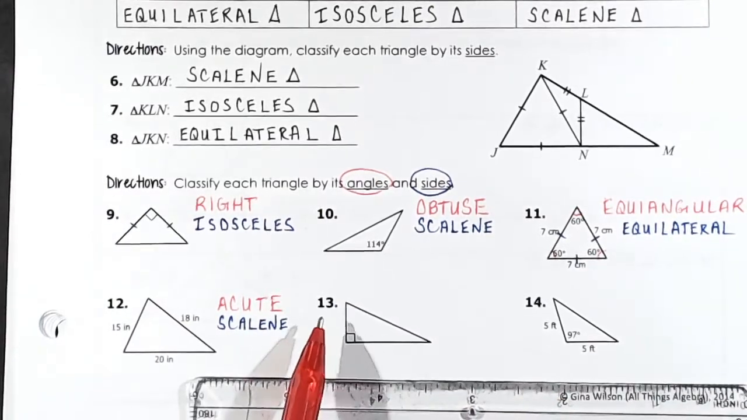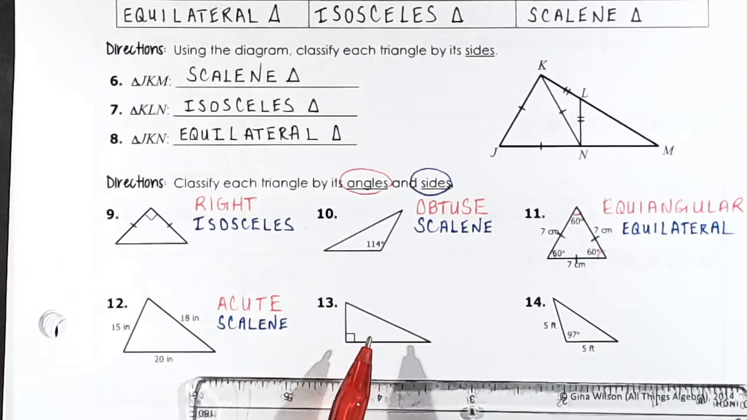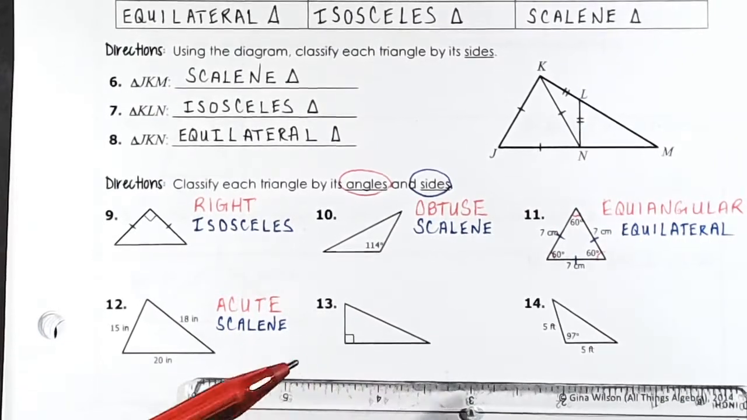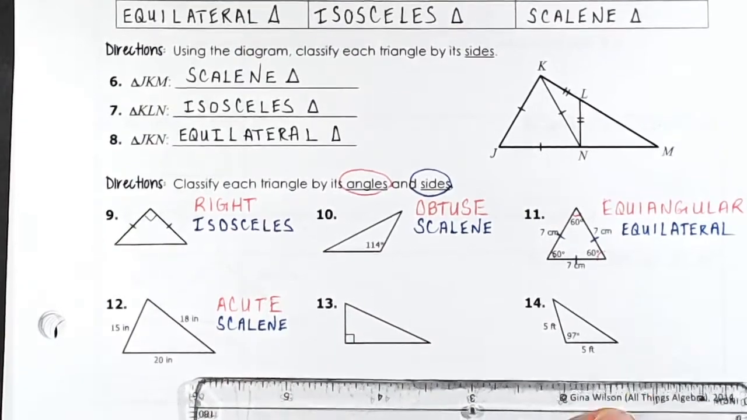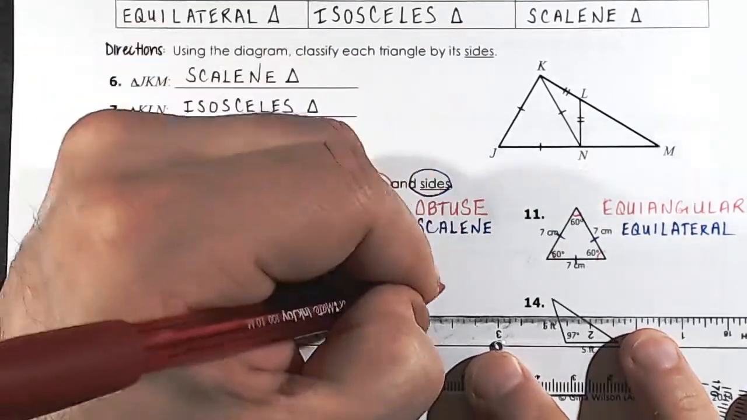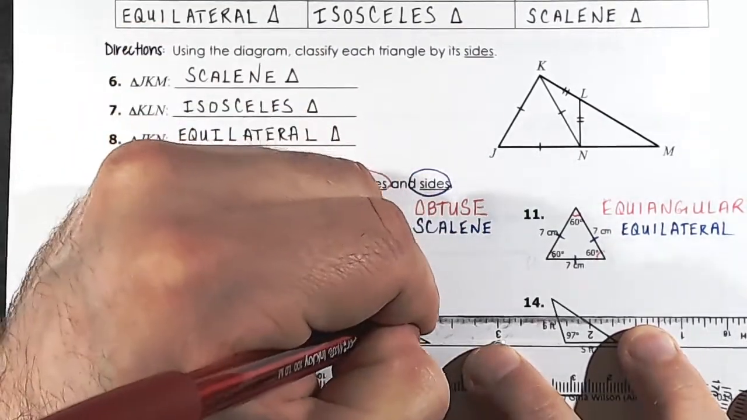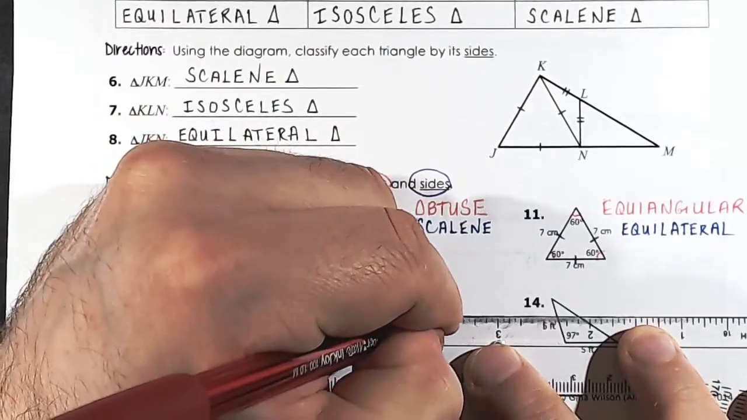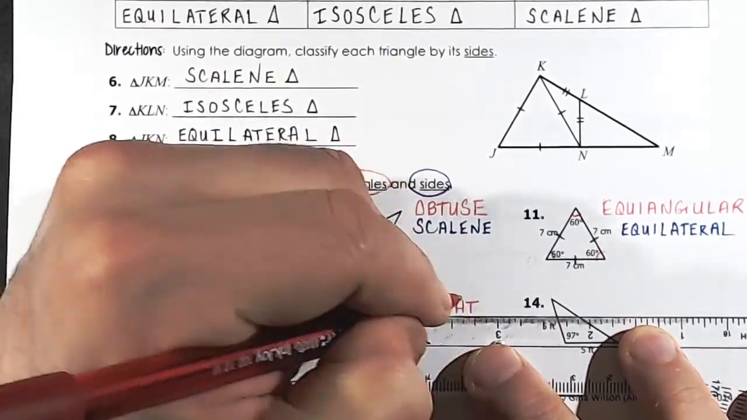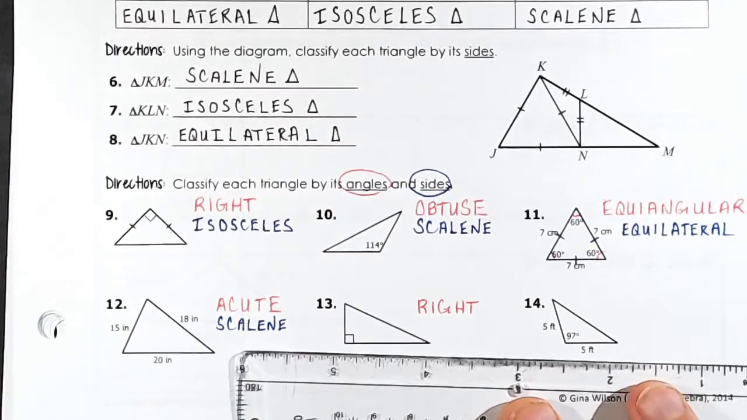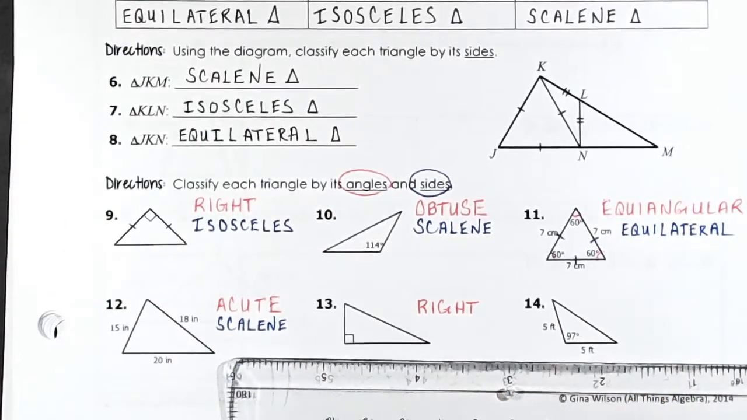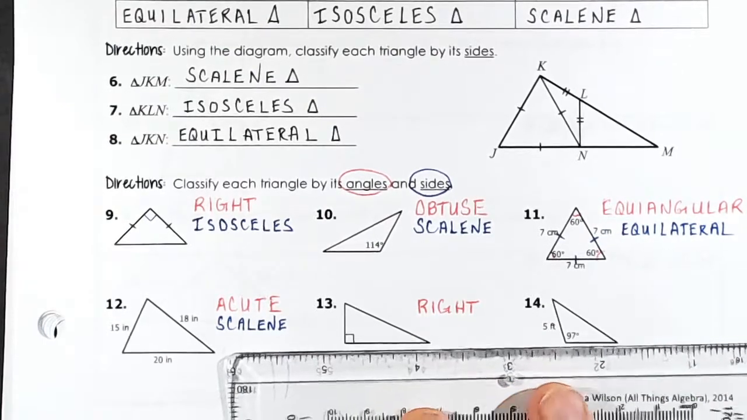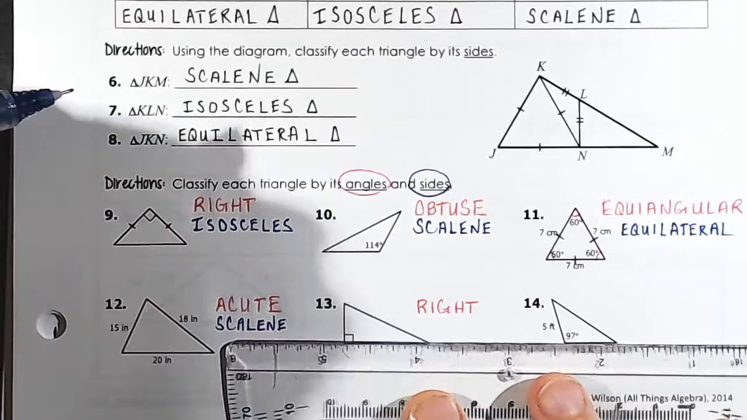Okay, in number 13, we are told that we have a right angle indicated by this symbol right here. So this is a right triangle. From an angular perspective, from a lateral perspective, or from the perspective of the length of the sides, we're given no information. So this is a key point. In the absence of information, you have to assume that none of the lengths are the same.